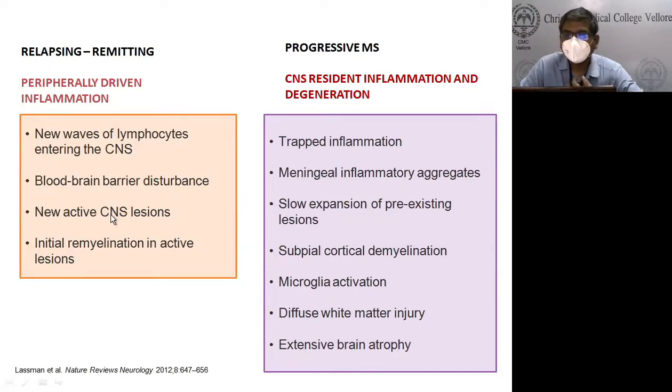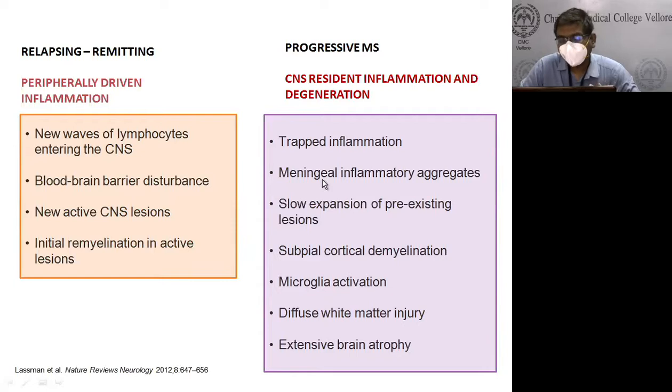Then you have new active CNS lesions which are created, and then you have the recovery which occurs by remyelination. You have demyelination, the recovery occurring by remyelination. Whereas once you enter a progressive stage of MS, you have something known as CNS resident inflammation. That is, the inflammatory cells get trapped inside the CNS.